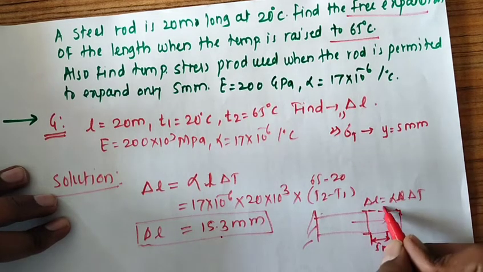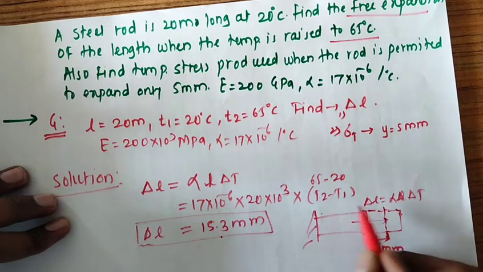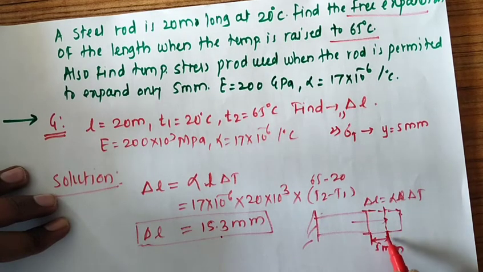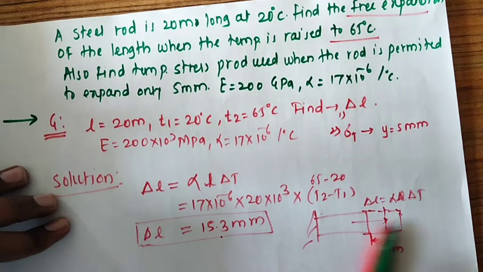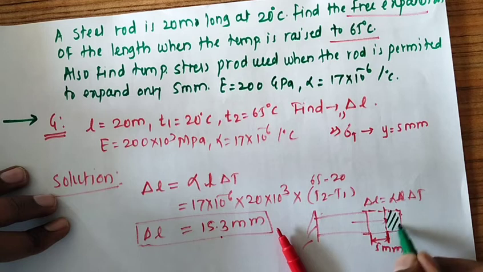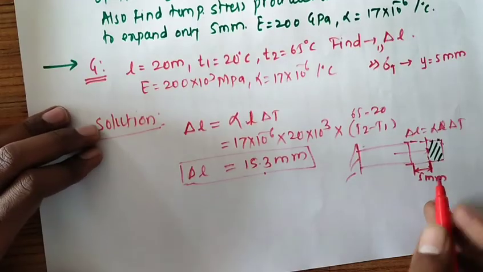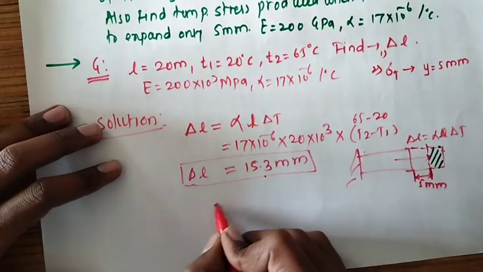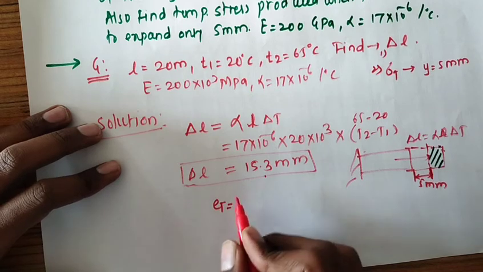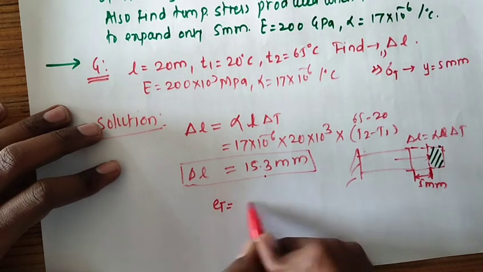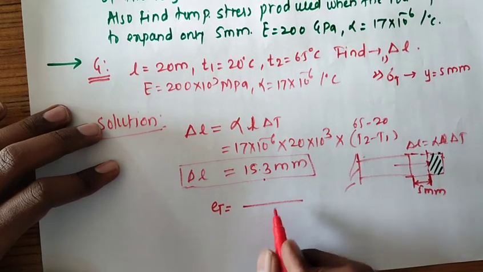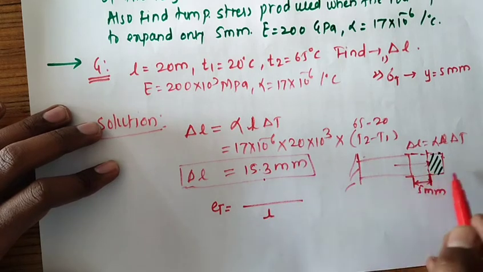So there is some restriction produced at this end. So instead of delta L, now the allowed expansion is only 5 mm. So what happened? This much expansion is restricted. In this case, they ask you to find temperature stress. So it is very simple. To find temperature stress, we use the thermal strain formula. We know thermal strain is equal to what? Thermal strain is equal to expansion prevented upon original length. Original length is L. Expansion prevented how much? This total is alpha L delta T.